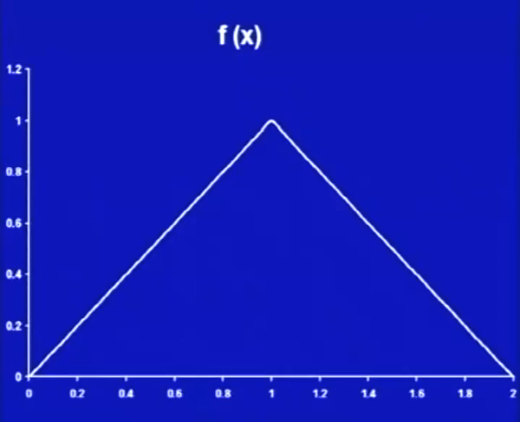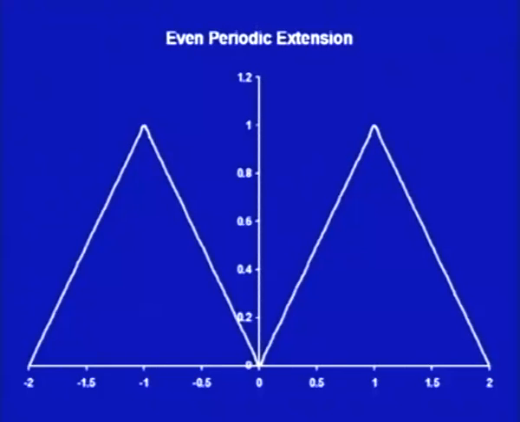So the function is this triangle, which is defined from 0 to 2. Let us first do the even extension, that is, the function we have taken from 0 to 2, extended to minus 2 to 0. I will repeat the same triangle over here. We see that the value at 0.5 is 0.5, the value at minus 0.5 is also 0.5, the value at 1 is 1, and the value at minus 1 is also 1. Similarly, the value at 1.5 is 0.5 and the value at minus 1.5 is also 0.5. We have just got this even extension, and now you see that it is a periodic function.